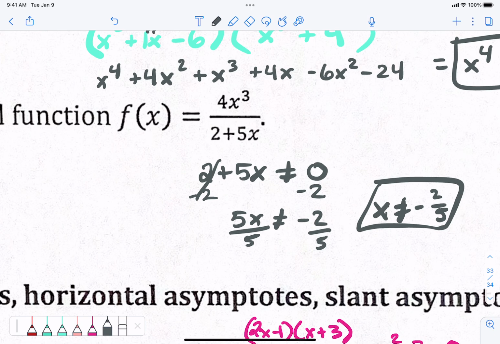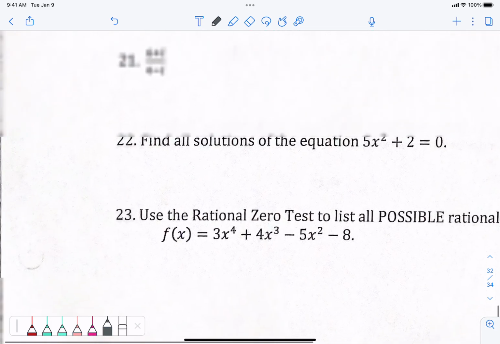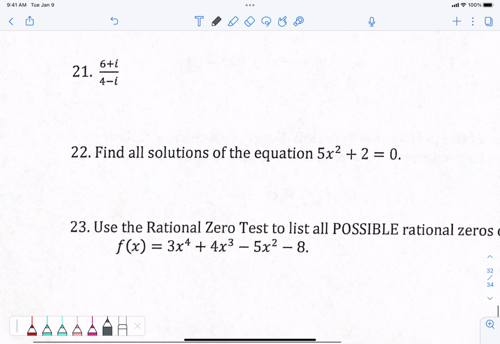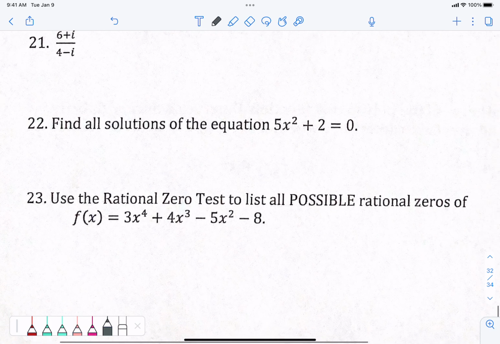We can just write it as x is not equal to negative 2/5. Very nice. All right, what do we got going on the second page? Long division? Okay, why don't we do these two, because they go together, and then we'll stop. 22 and 23.